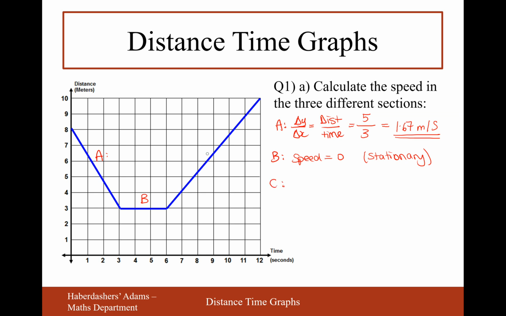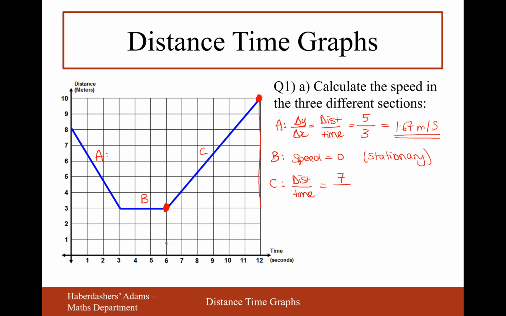And for section C, this is going to be again a distance divided by time calculation. Let's use the graph to measure our distance travelled. We've moved from 3 meters down here in this first part of the line up to 10 meters. So that would be using a rise of 7.